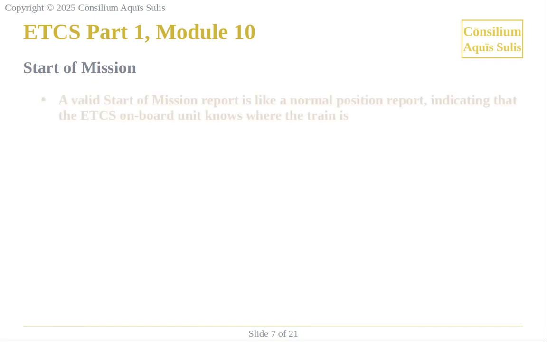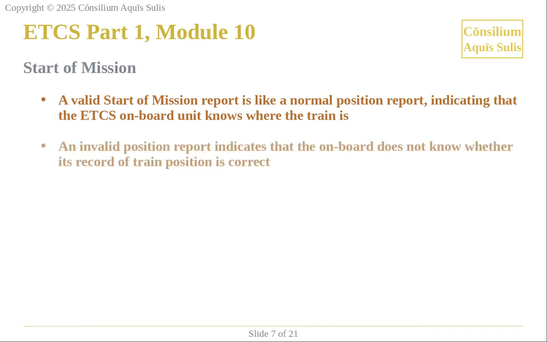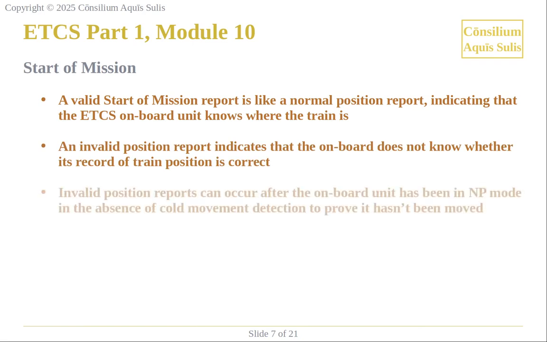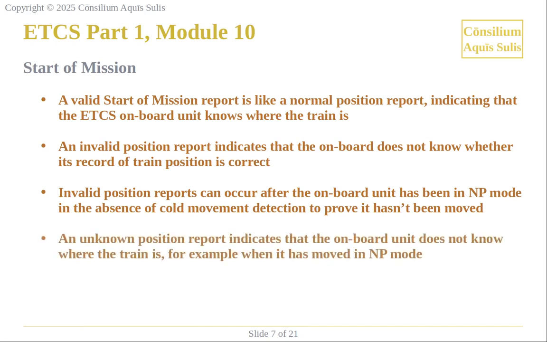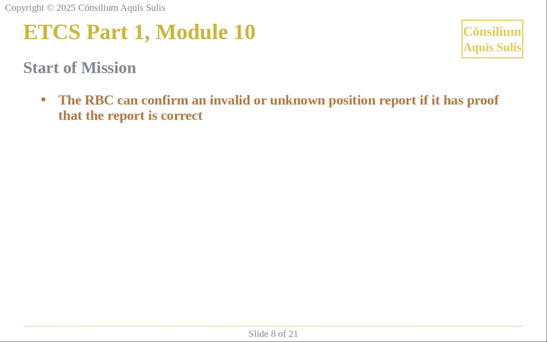A valid Start of Mission report is like a normal position report, indicating that the ETCS onboard unit knows where the train is. An invalid position report indicates that the onboard does not know whether its record of train position is correct. Invalid position reports can occur after the onboard unit has been in SB mode in the absence of cold movement detection to prove it hasn't been moved. An unknown position report indicates that the onboard unit does not know where the train is, for example when it has moved in SB mode. The RBC can confirm an invalid or unknown position report if it has proof that the report is correct.